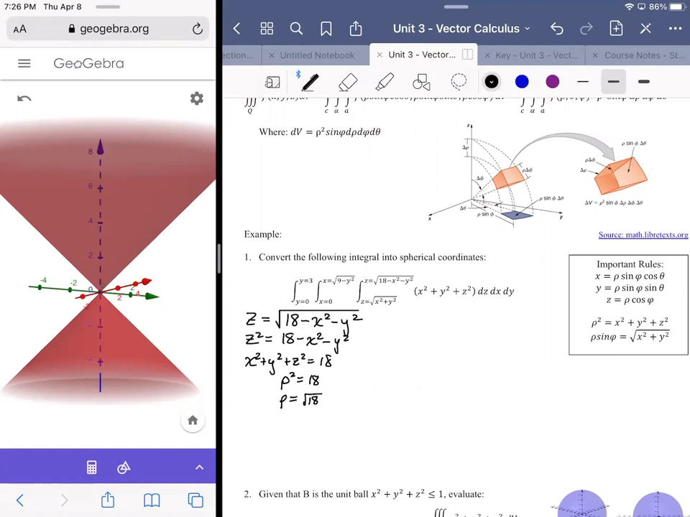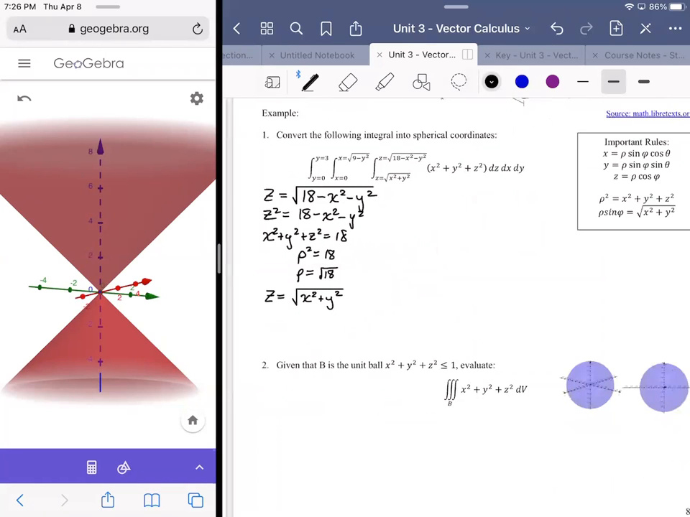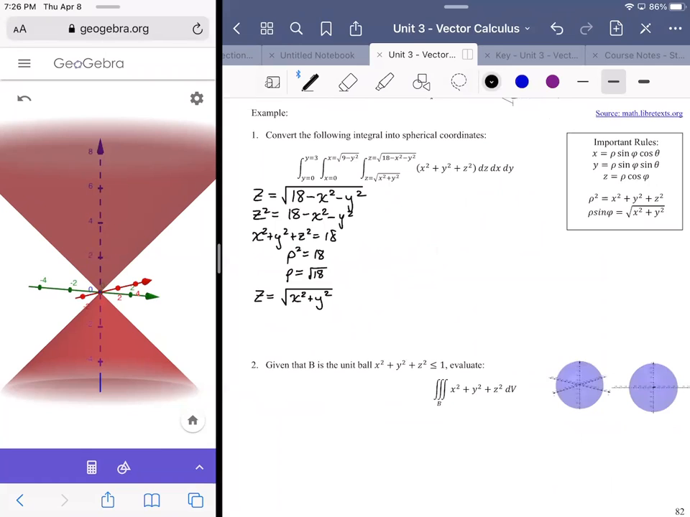So we're going to take a look at z equals the square root of x squared plus y squared. Now I could convert it over into cylindrical coordinates. But I also have a nice rule staring me right in the face here. It says z, well, it will say in a second, that z is equal to rho cosine of phi.